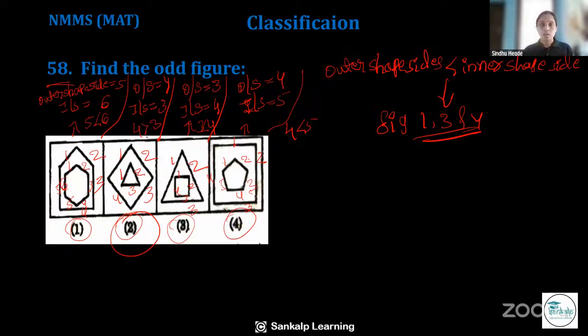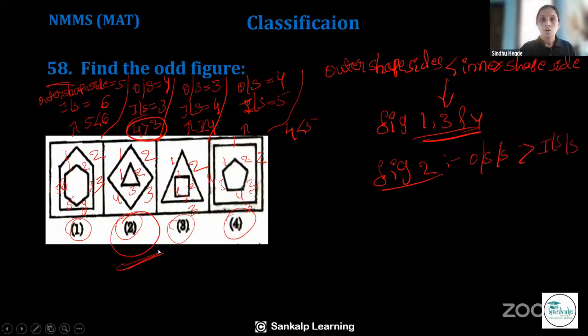Only this figure 2 is different. Figure 2 contains an outer shape with more sides than the inner shape. So here figure 2 is the odd figure, answer 2. Thank you.